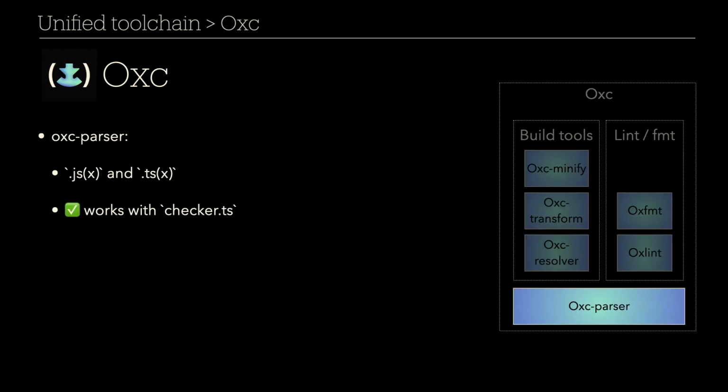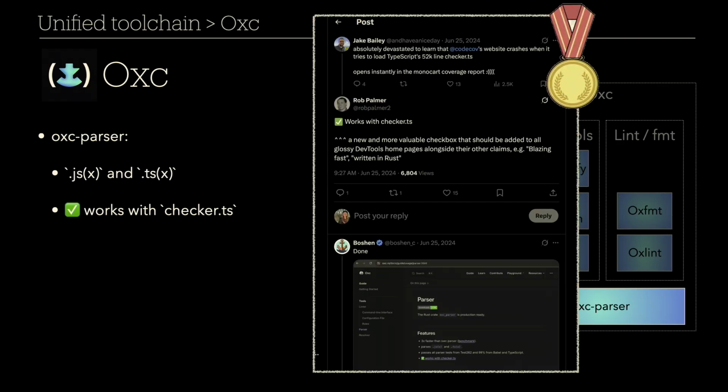So the Oxc parser, of course, handles JavaScript, JSX, JS, TSX and TS files. Fun fact, it works with checker.ts. So what is checker.ts? That's a file in the TypeScript code base, which has more than 50,000 lines of code in one file. And apparently, it has become a kind of meme in the tooling environment: if a tool works well with this precise file, it means that it is battle tested. So the Oxc parser works very well with checker.ts.